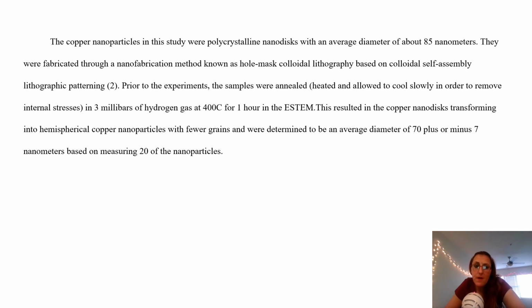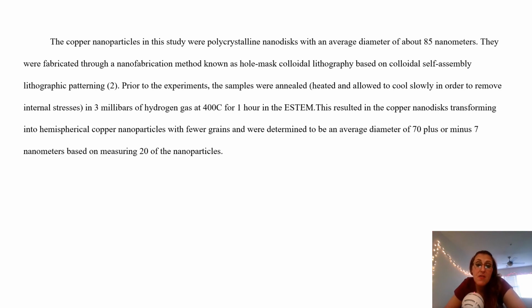The copper nanoparticles in the study were polycrystalline nanodiscs with an average diameter of about 85 nanometers. They were fabricated through a nanofabrication method known as hole-mask colloidal lithography, based on colloidal self-assembly lithographic patterning.